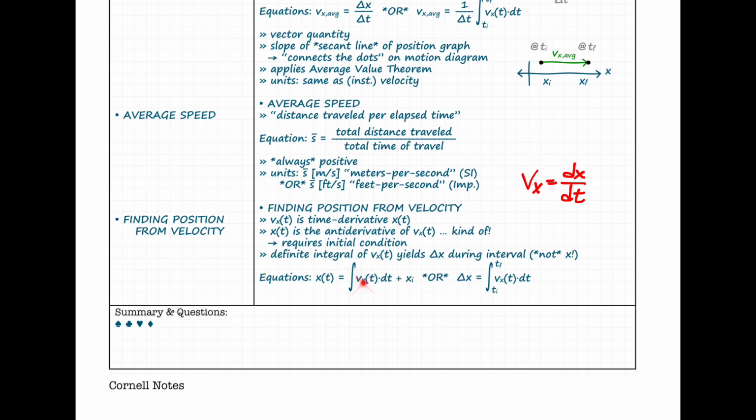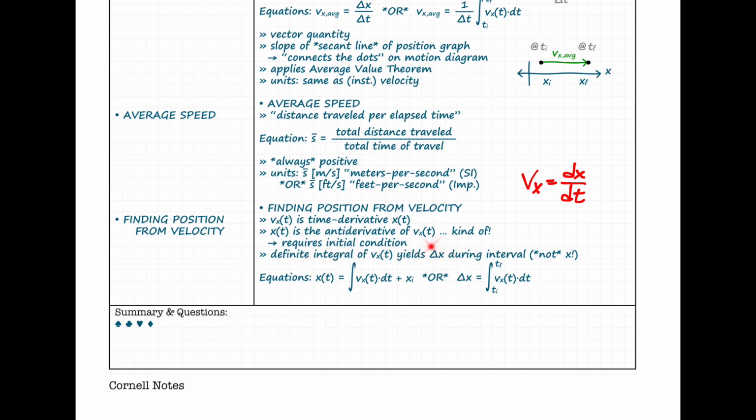So if you have a velocity function, you can take the integral to find the position function, but you need to know an initial condition, an initial position at some initial point in time to find the value of this plus c. Or if you do a definite integral, the definite integral does not give you position.